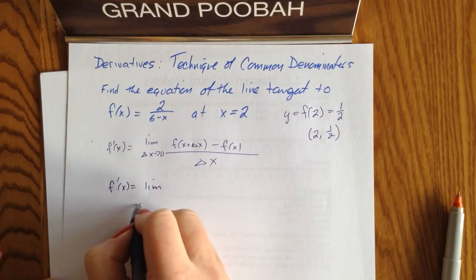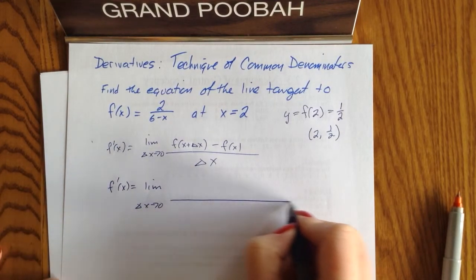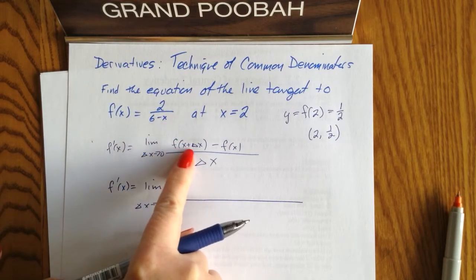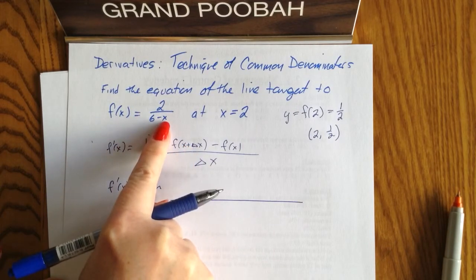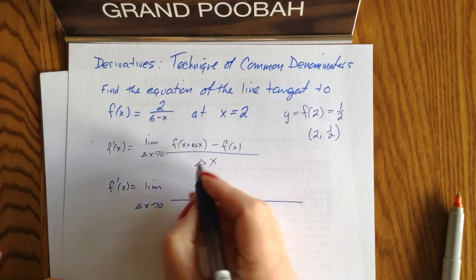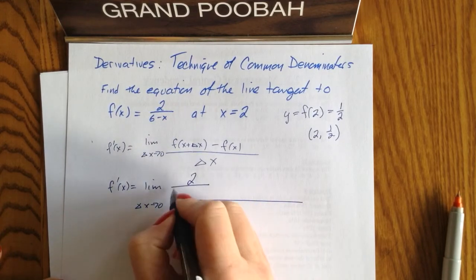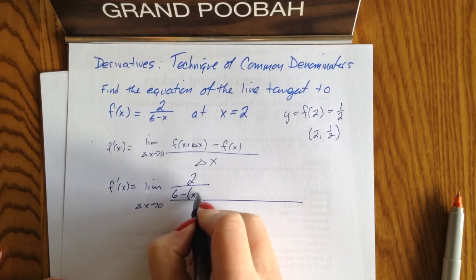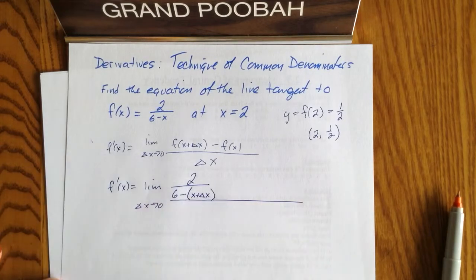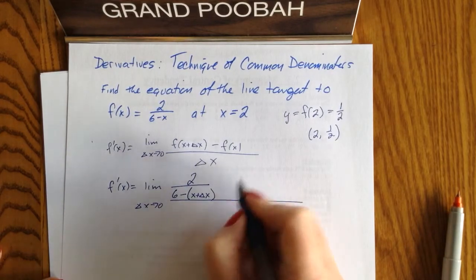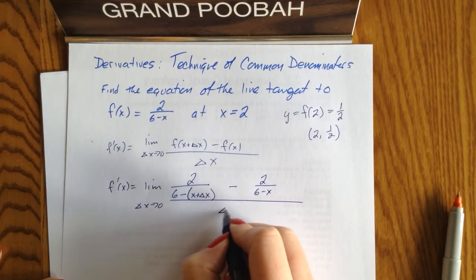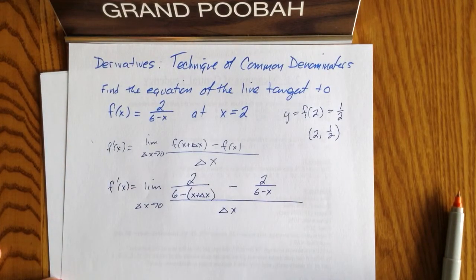Limit as delta x approaches 0. All right. F of x plus delta x means I take this x out and replace it with x plus delta x. I'm putting this into the denominator of this fraction. Careful with the negative sign there. So it is 2 over 6 minus all of that. You need a parenthesis or you need to distribute right away. That's f of x plus delta x. It is in the numerator of our difference quotient, minus the original function, all over delta x. All right, you with me here?